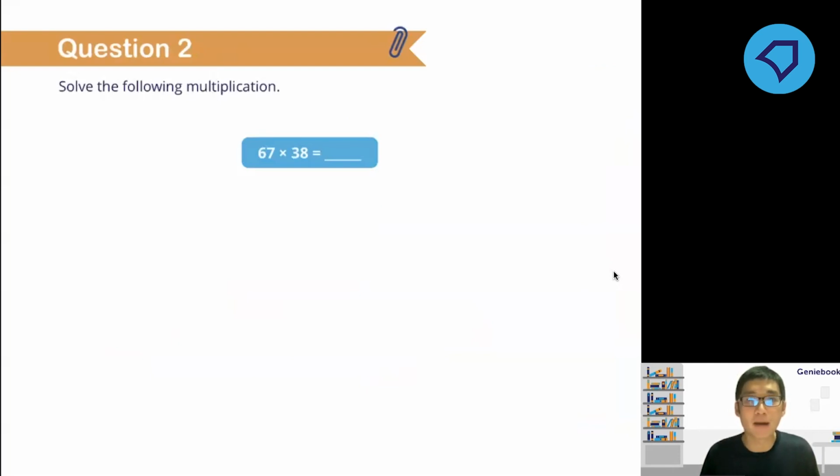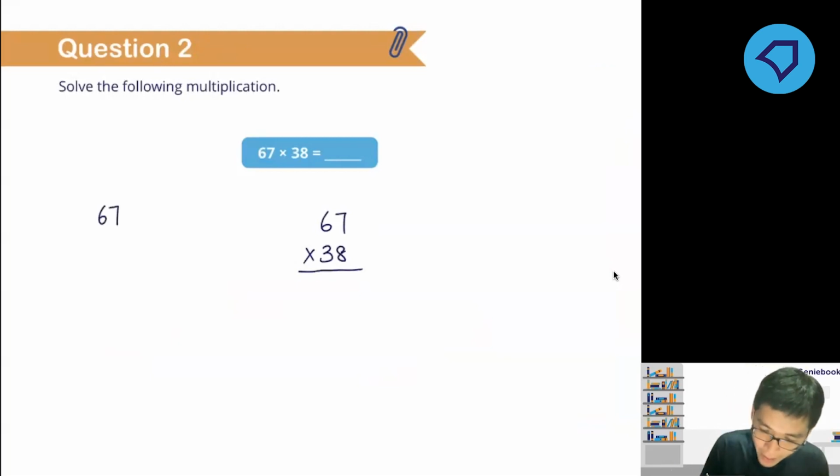67 multiplied by 38. Wow. Those are big numbers. How do we do the multiplication of 67 by 38? All right, let's do it step by step.